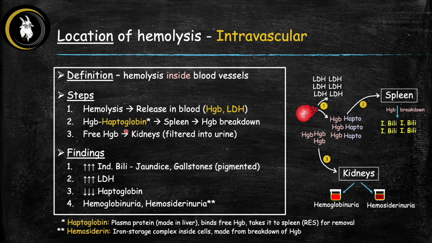So to summarize, here are the 4 key findings of intravascular hemolysis. Number 1 is increased serum indirect bilirubin from the heme breakdown. This is going to cause jaundice and formation of pigmented gallstones. Number 2 is increased serum LDH from the red blood cell lysis. Number 3 is decreased serum haptoglobin, and that's because when haptoglobin binds hemoglobin, they together get removed from the circulation. Then finally, number 4 are the urinary findings of hemoglobinuria and hemosiderinuria.